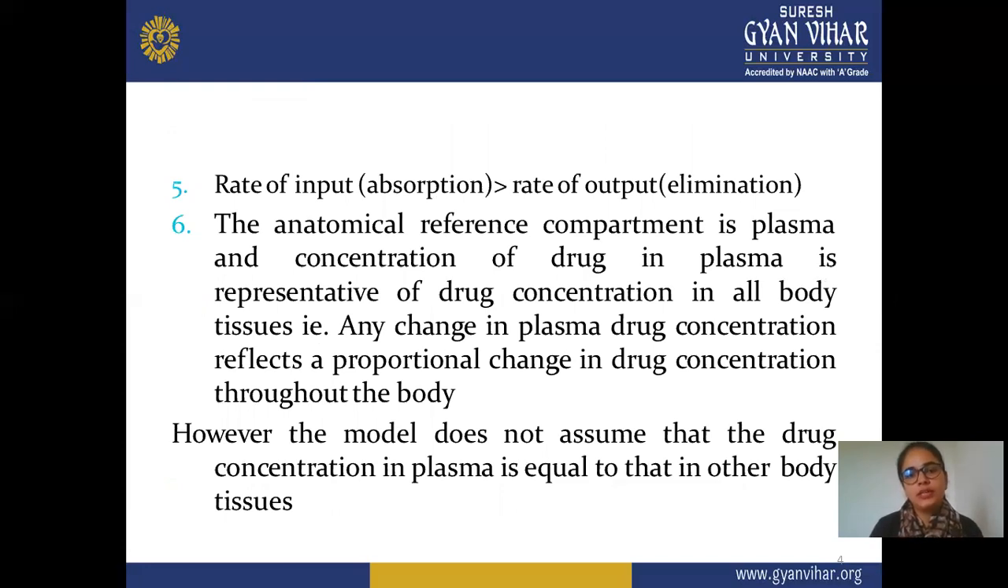Next is the anatomical reference compartment. The plasma concentration of the drug is represented by the drug concentration in the body tissue. The main anatomical reference is the plasma, and the plasma drug concentration represents the concentration of the drug in the whole body. Any change in plasma concentration reflects a proportional change in drug concentration throughout the body.